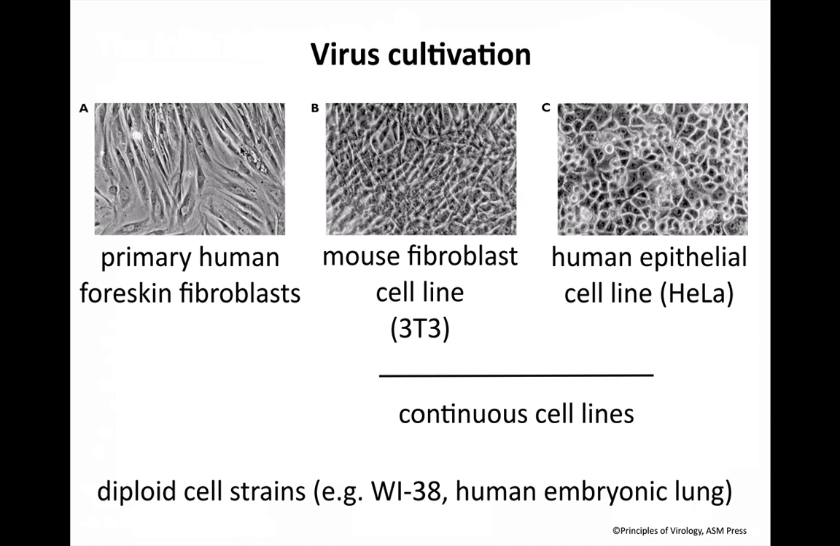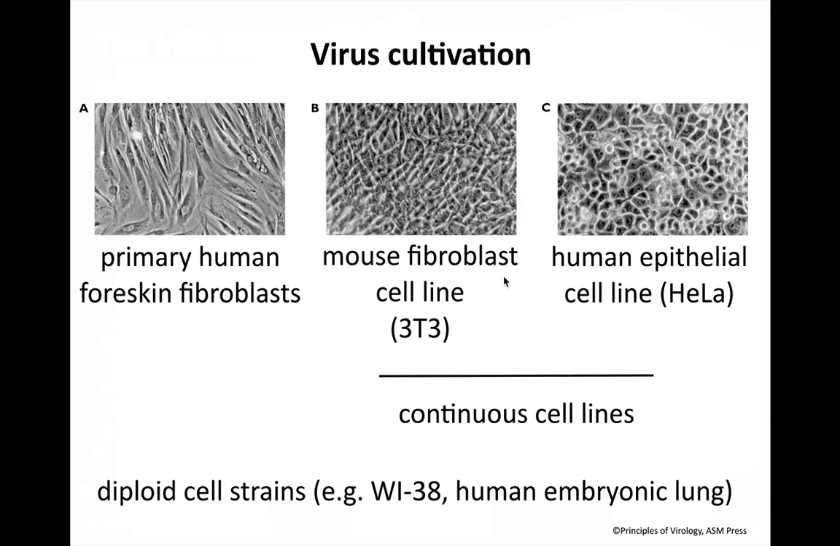They actually have been started from a primary culture, and then in various ways they're immortalized, which makes them live forever. In the case of the HeLa cell line, these were derived from a tumor, a human tumor, and that in itself made them immortal, and they grow forever. And why that is so, we'll talk about later in this course. So these 2, the 3T3 and the HeLa, are called continuous cell lines.